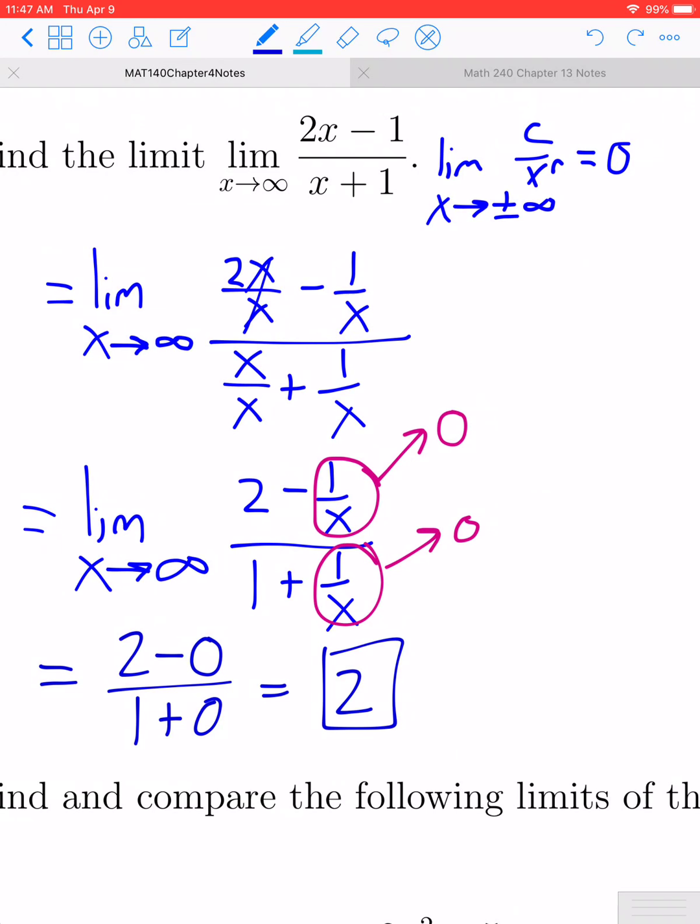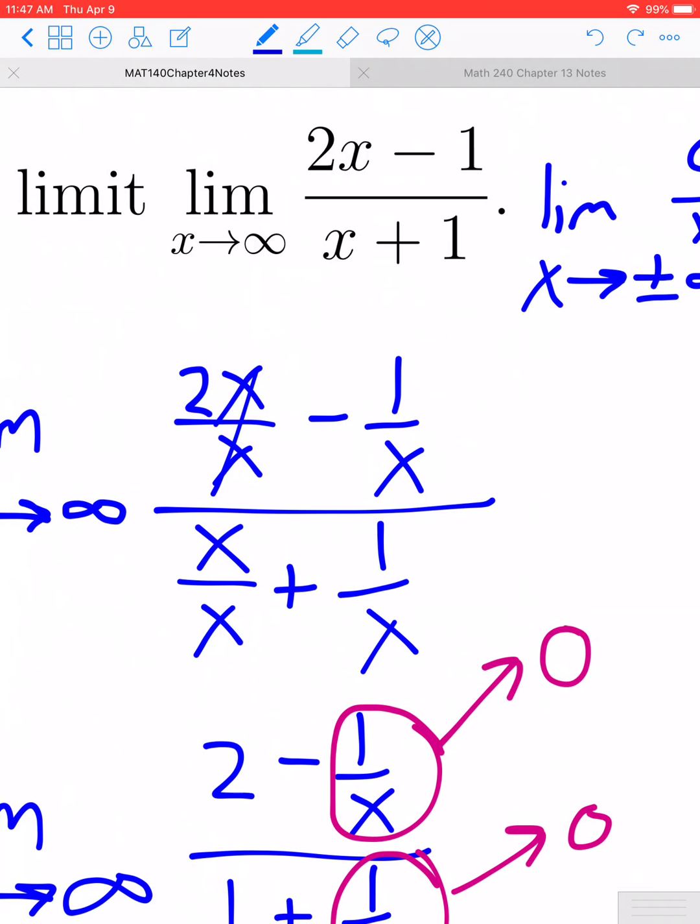We would have been able to notice that a little bit more quickly in the very beginning. This is a very common thing that will happen when you have a rational function. Whether you're approaching positive infinity or negative infinity, it's not going to matter. If the numerator and denominator have the same highest power, then the limit will always be the ratio of those leading coefficients. The leading coefficient up top is 2, the leading coefficient in the denominator is 1, and that ratio is going to be 2.